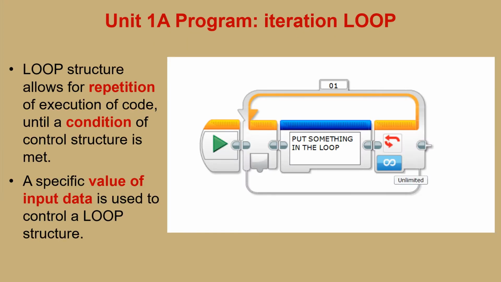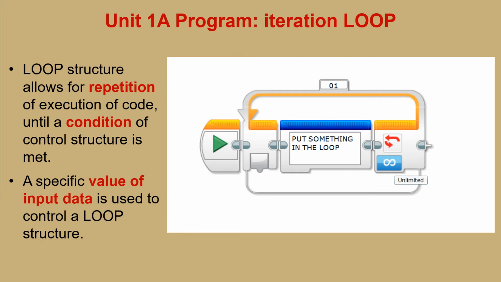So the loop control structure allows for repetition of execution of code until a condition is met. In your example, there's a blue icon inside the loop structure. That's the placeholder for your code, so you put your code where that blue is. As it goes here, the control structure of your loop is infinity. So you're not going to be able to get out of this loop. This is what we call an infinite loop.